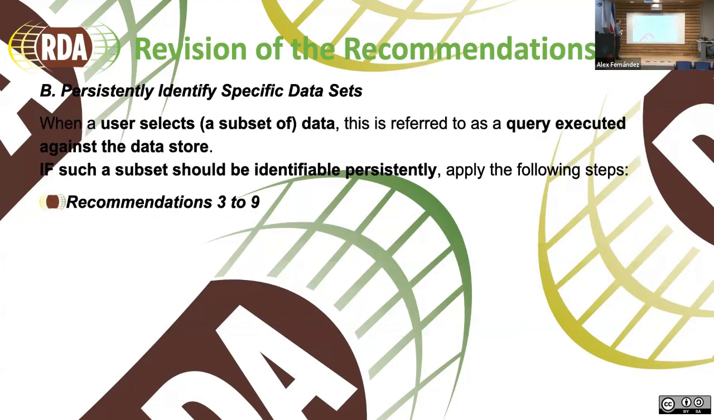Next slide. Persistently identifying specific data sets. So this is now the second part of the recommendation. The first part is preparing the data infrastructure. The second part is now on behalf of the researcher. When a user selects a subset of data, this is referred to as a query executed against the data store. If such a subset should be identifiable persistently, apply the following steps, and this is now recommendations 3 to 9. Next slide, please.